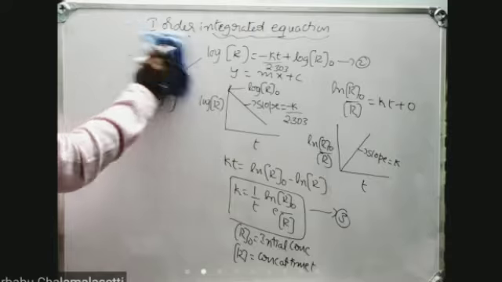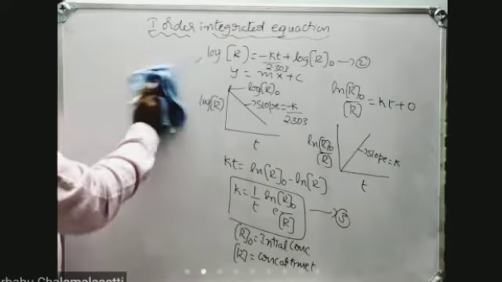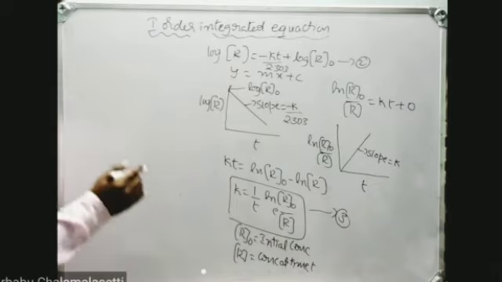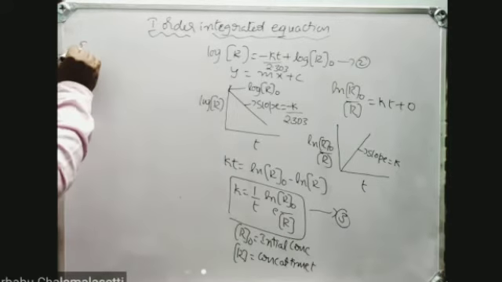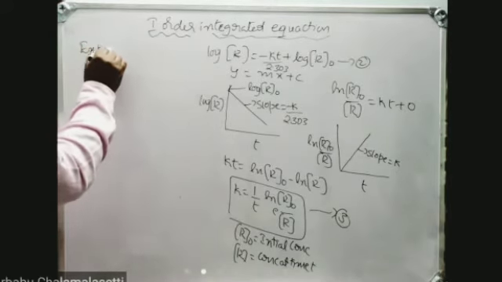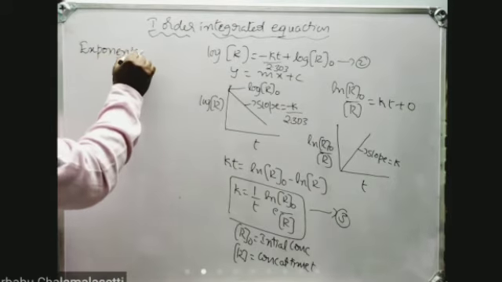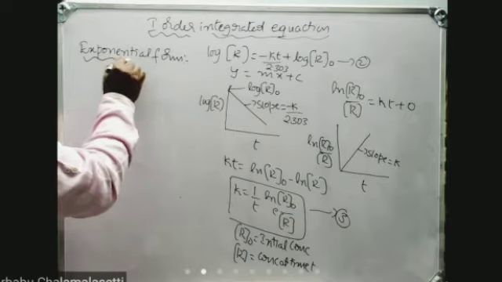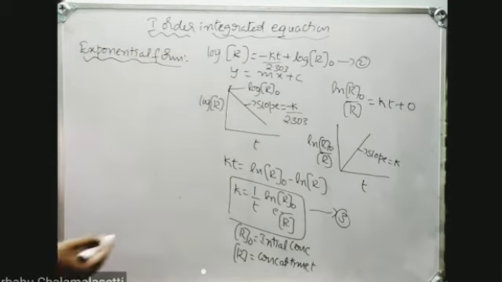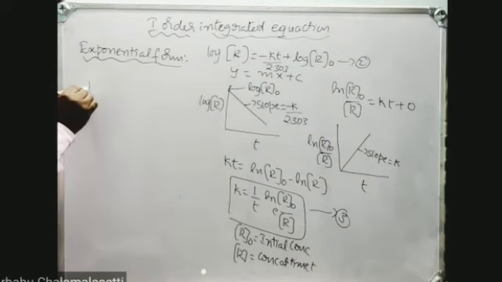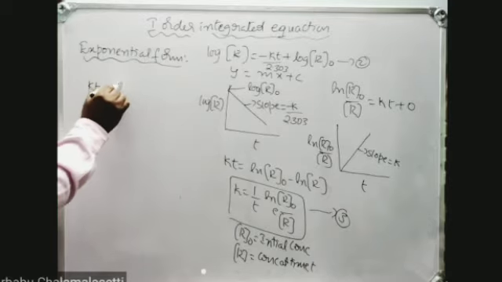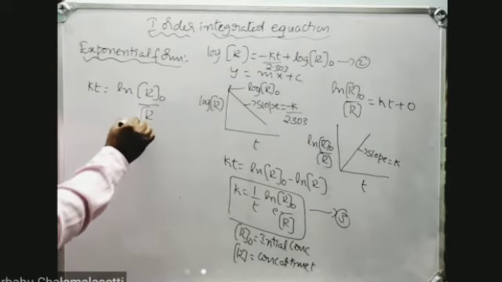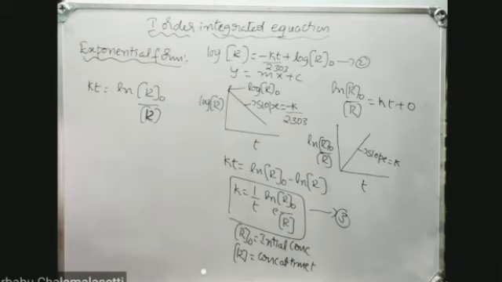Next, exponential form of first order reaction. So the exponential form is nothing but kt is equal to ln r naught by r.